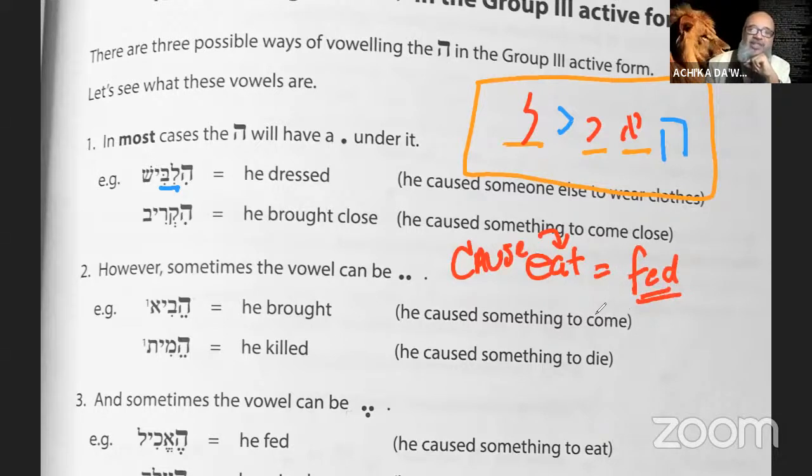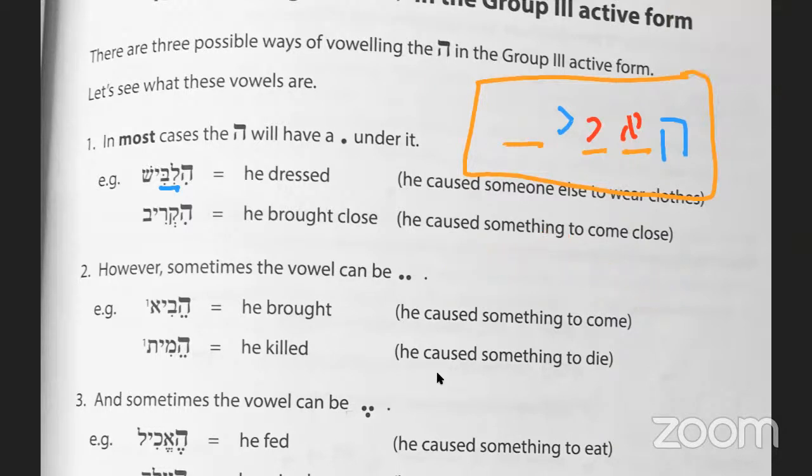Now, let me ask you a question before we go on. How many people, who are we talking about? Are we talking about one person? Are we talking about two persons? Are we talking about masculine? Are we talking about feminine? Are we talking about singular? Are we talking about plural? Who are we talking about, according to what you have up here? Two people.